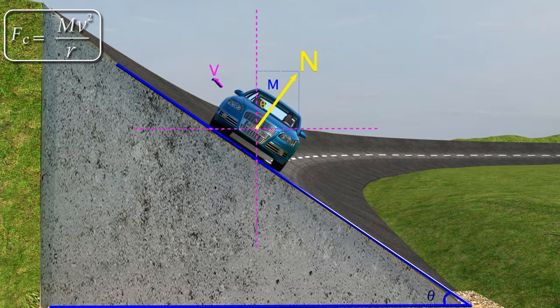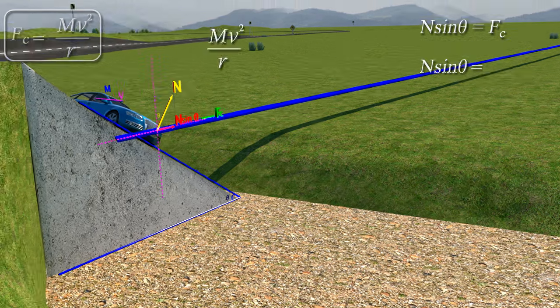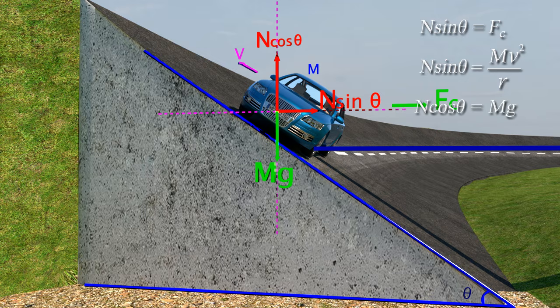This results in the horizontal component of the normal force, N sine theta, acting towards the center, providing the necessary centripetal force at the turn. Friction is not taken into consideration here. Therefore, N sine theta is equal to mv squared by r. The vertical component of the normal force balances the weight of the vehicle. So, N cos theta is equal to mg.